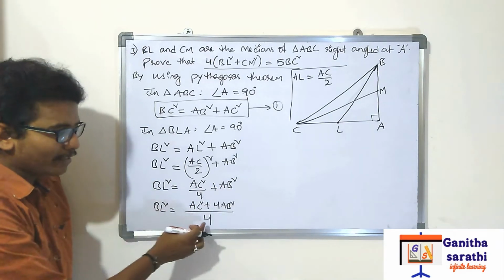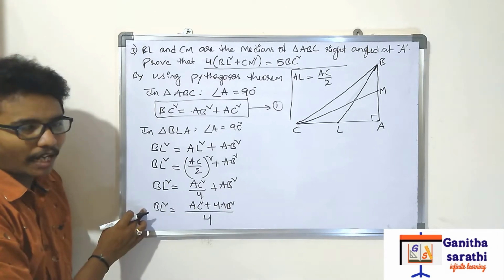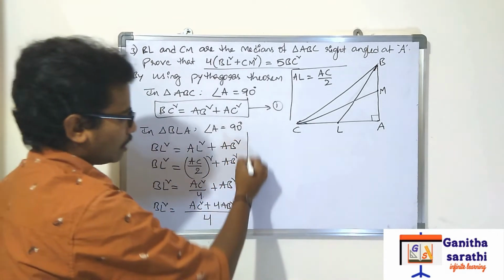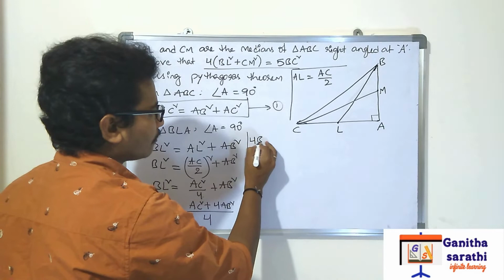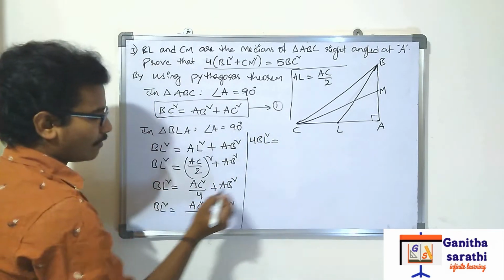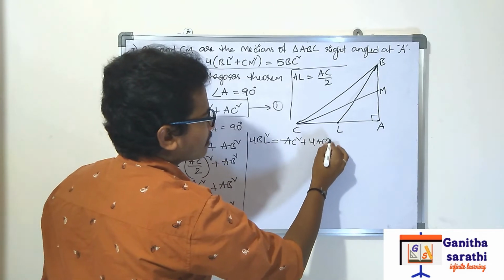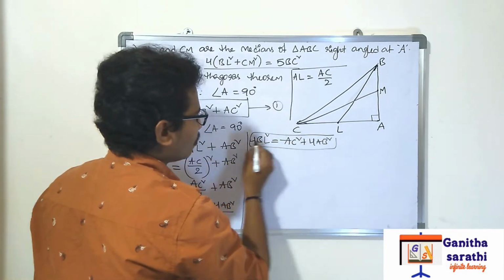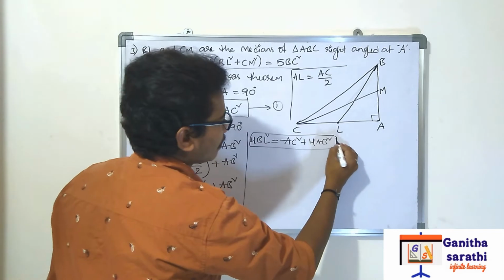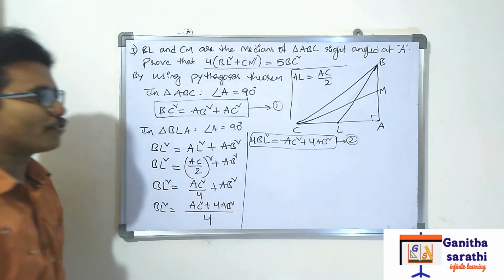Here, 4 into BL square. If 4 comes to the left-hand side, it becomes multiplication. So 4BL square is equal to AC square plus 4AB square. This is equation number 2.